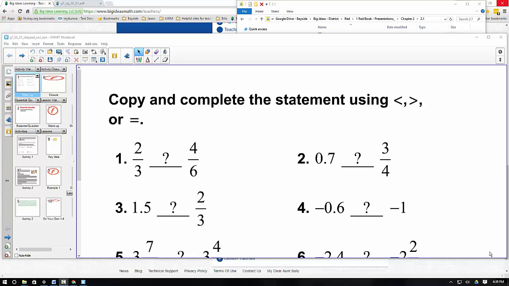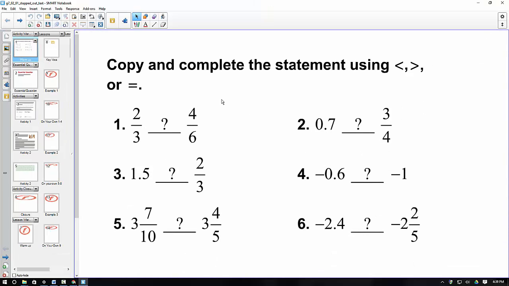Alright, so this video will focus on 2.1. The very first thing we're going to do is copy and complete these statements using less than, greater than, or equal to. So pause the video and try to determine which is the larger value. Alright, so hopefully you went through this and you answered everything.